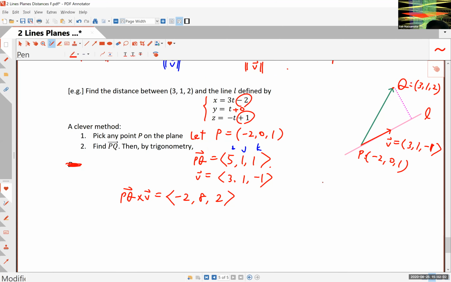And now you can't simplify this. You can't divide everything by 2 because I need the norm of this. So the distance is the norm of (-2, 8, 2), divided by the norm of the vector V, which is (3, 1, -1). Okay, both will be square roots. That's fine.